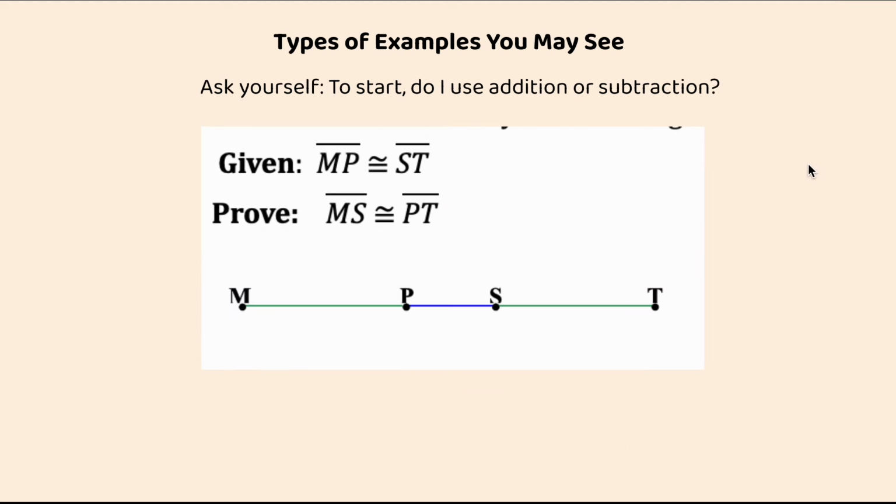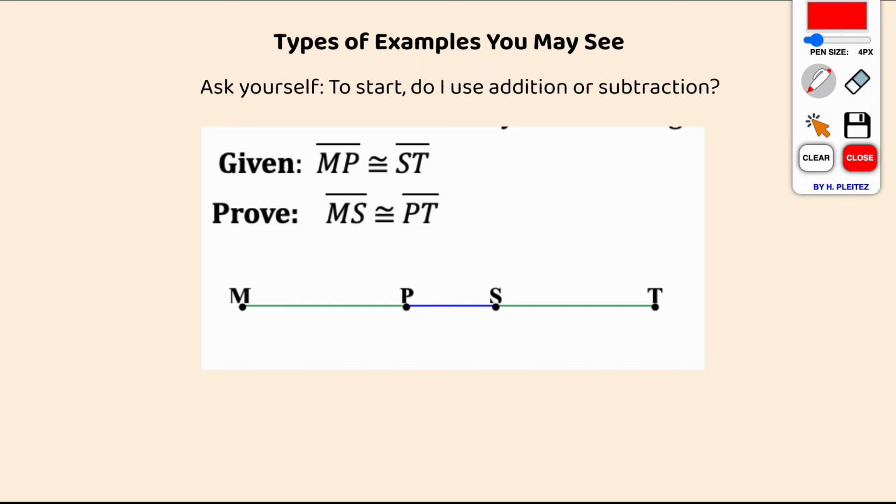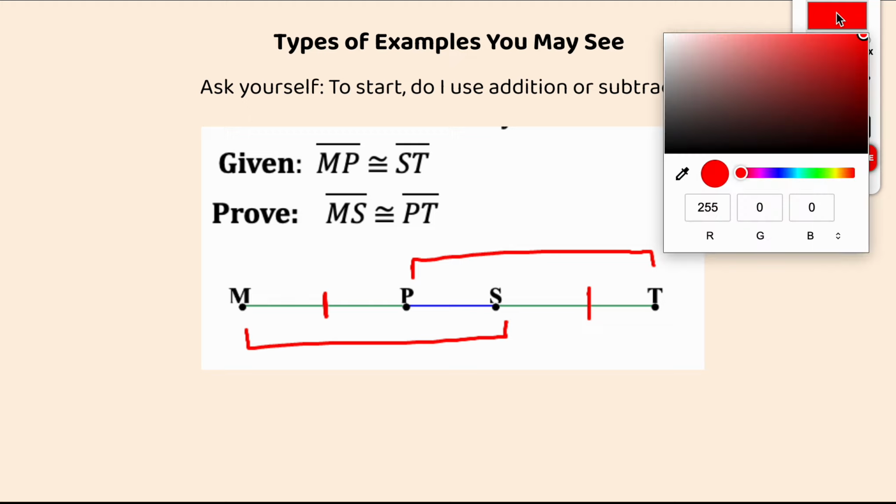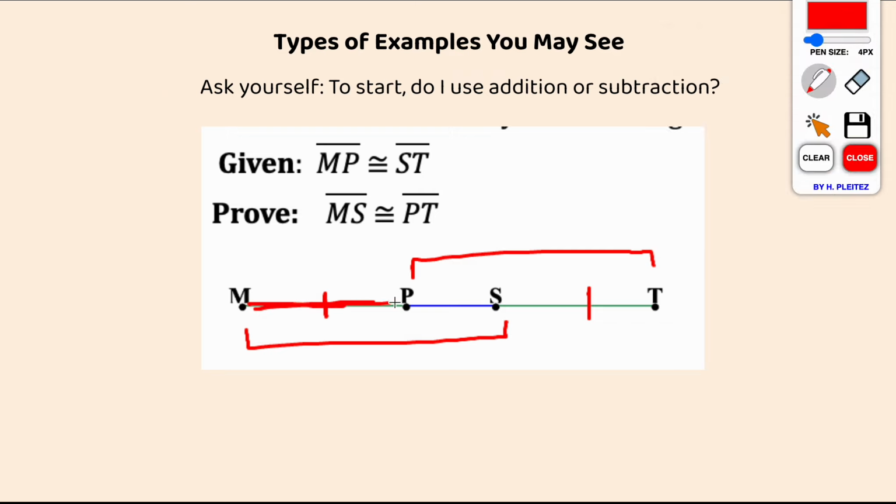Now, for some examples you might see, a good question to ask yourself is, where do I start? Do I need to use addition or do I need to use subtraction? Look at what you're given. If we're given that MP is congruent to ST, you always want to label those, and we want to prove that MS is congruent to PT. A good rule of thumb I like to use is to compare my givens to what I'm trying to prove. My given statement was MP is congruent to ST.